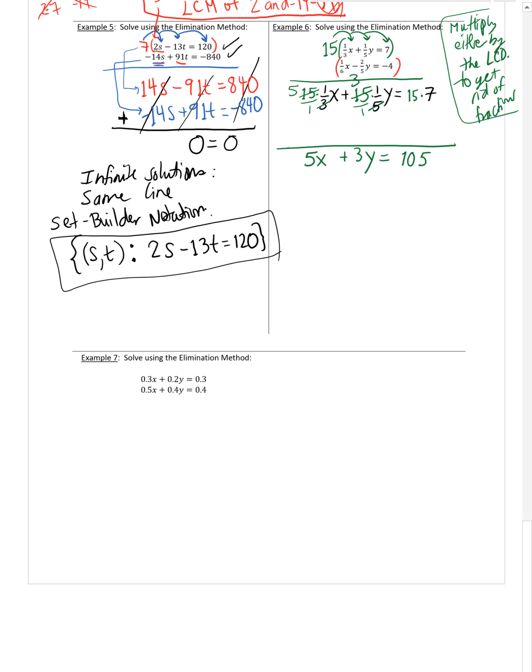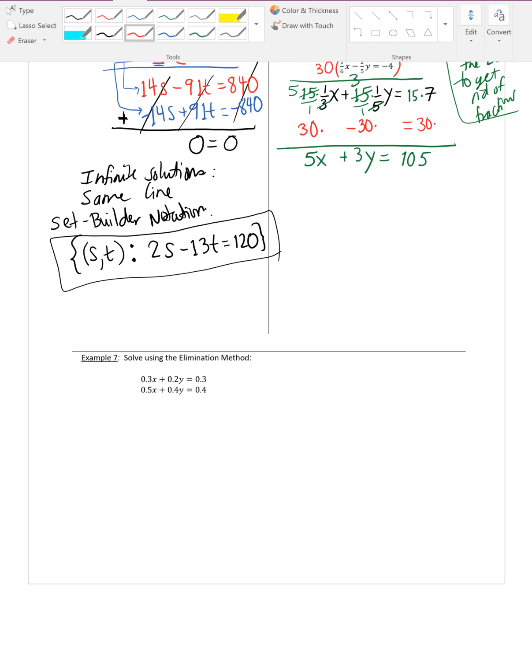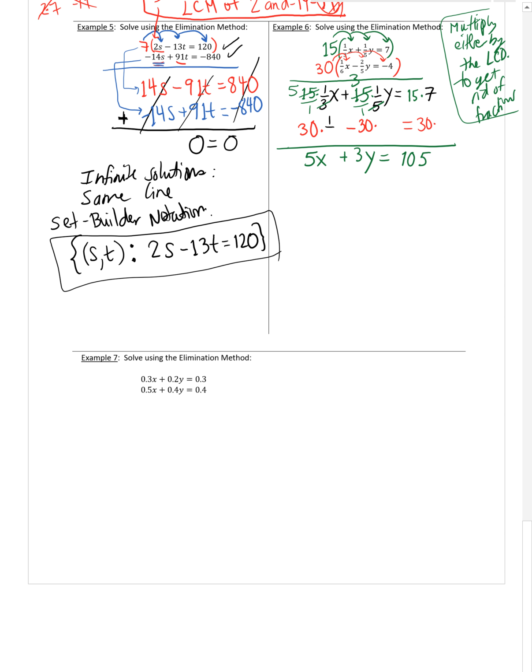Alright, now let's try to do the same thing for the second equation. Let me look at that guy. His denominators are 6 and 5. The common denominator between 6 and 5 is 30. Let me multiply that into all 3 terms on that equation. It'll be 30 times the 1/6 x, minus 30 times the 2/5 y, equals 30 times the -4 on the other side. And we'll see how that simplifies.